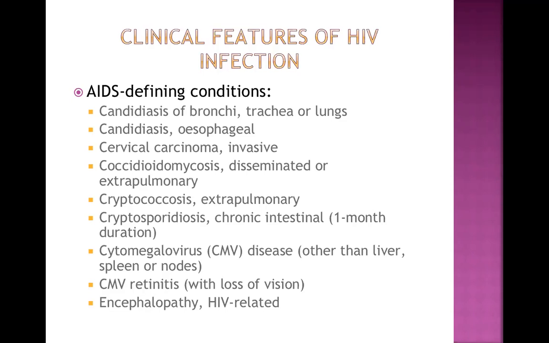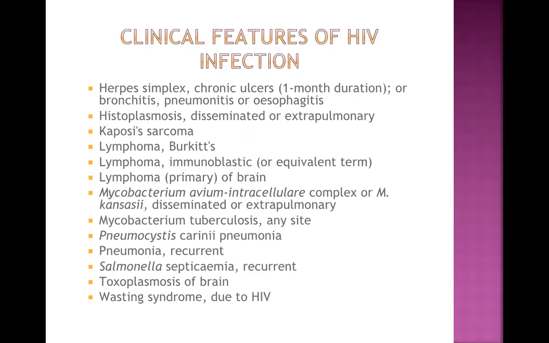Cytomegalovirus, extensive cytomegalovirus disease, other than liver, spleen, or lymph node. Cytomegalovirus retinitis is one example of a similar type of condition, which usually causes loss of vision. HIV-related encephalopathy, one of the AIDS-defining illnesses or conditions. Herpes simplex with chronic ulcer or bronchitis, pneumonitis, or esophagitis. Extensive histoplasmosis. Kaposi sarcoma, a very important condition. Always remember, if they list or ask you Kaposi sarcoma in any type of patient, that indirectly shows this is a case of AIDS.